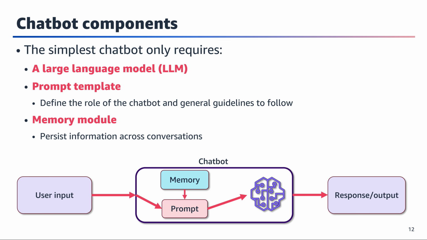Finally, the memory module is what gives our chatbot continuity, allowing it to remember previous parts of the conversation and provide more coherent, contextual responses. As shown in the diagram, these components work together in a synchronized flow, from receiving user input to delivering appropriate responses. This basic architecture can be enhanced with additional features, but these 3 components form the essential foundation of any functional chatbot system. Remember, while the system appears straightforward, the sophistication lies in how these components interact and complement each other to create a natural conversational experience.